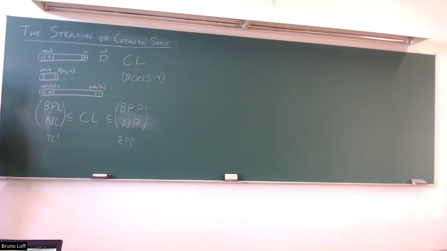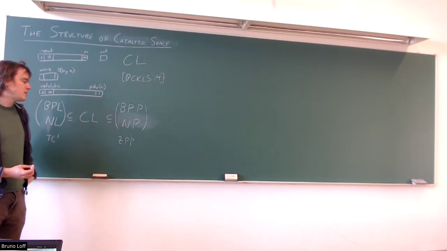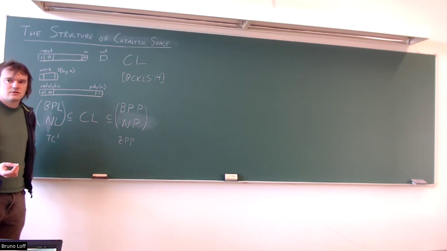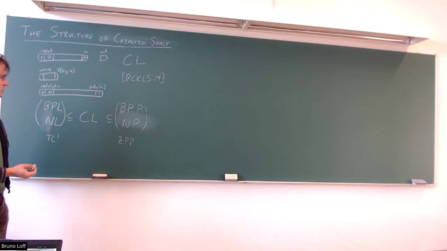On the upper bound side, we have that catalytic logspace is contained in a class CBP. And for today, it is actually worth saying what CBP is, because we're going to be talking a lot about randomness. So, has everyone seen CBP? Okay, I'll just say it one more time, just to be clear.